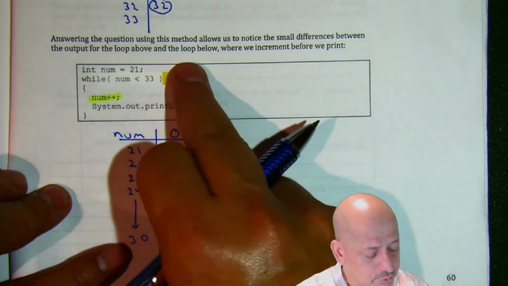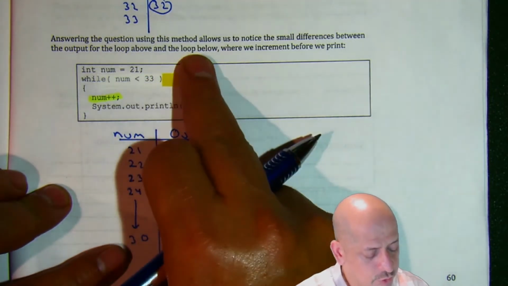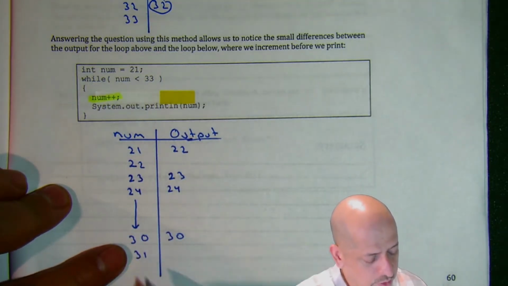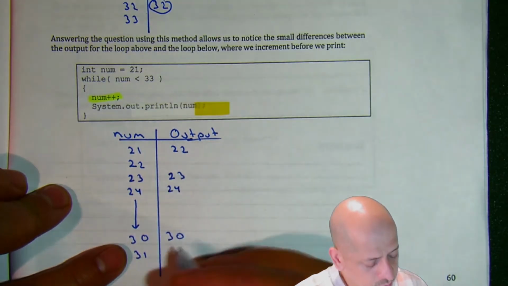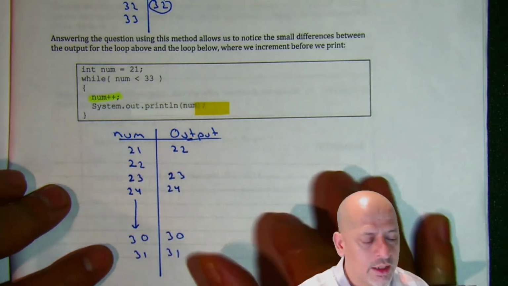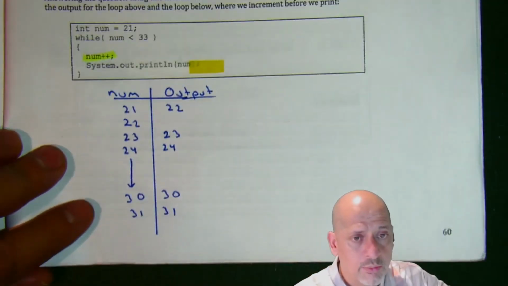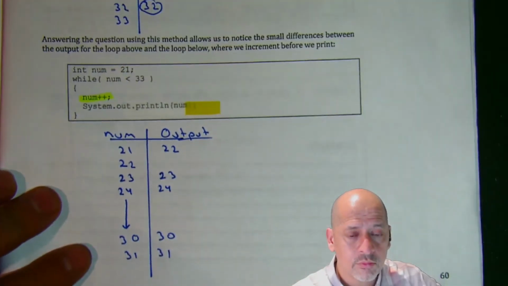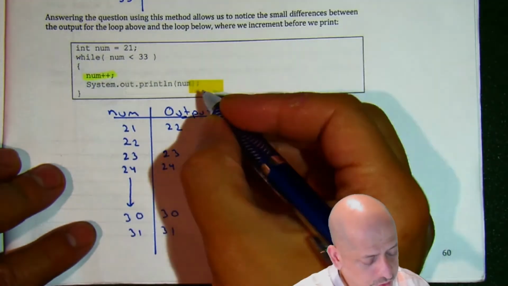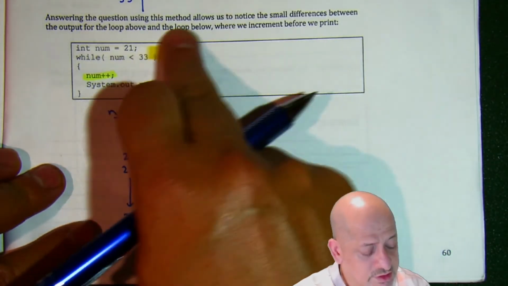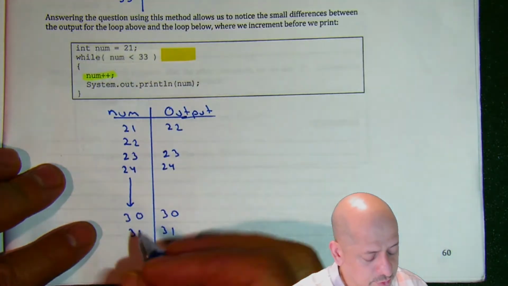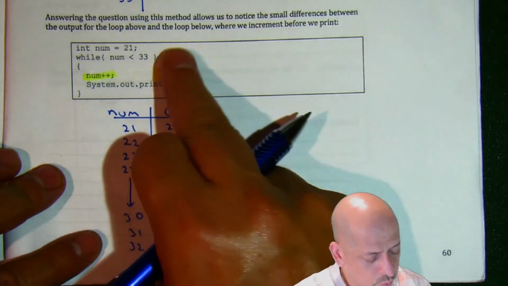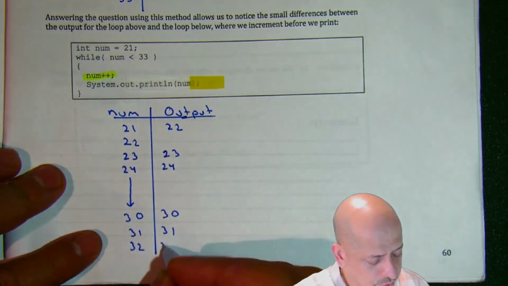Is 30 less than 33? Yes. We go through the loop and add 1, 31. Then we print the number, 31. Now, we printed it. We go through another iteration. Is the number less than 33? Yes, it's 31. So therefore, we add one more, 32. We print it, so that'll be 32.